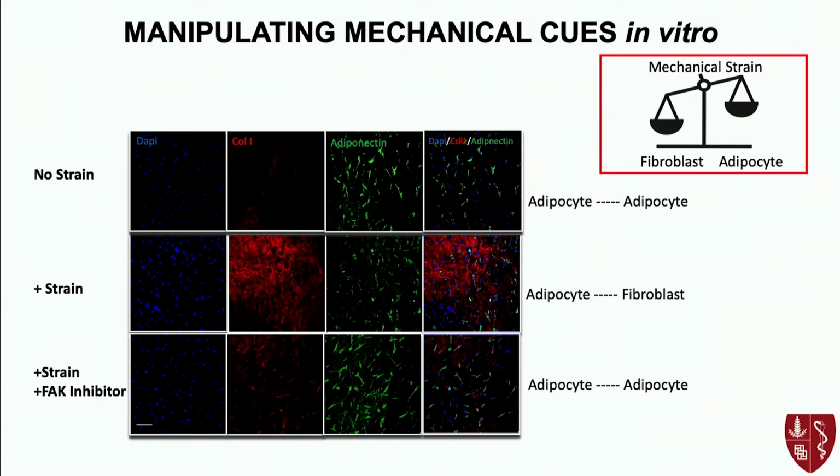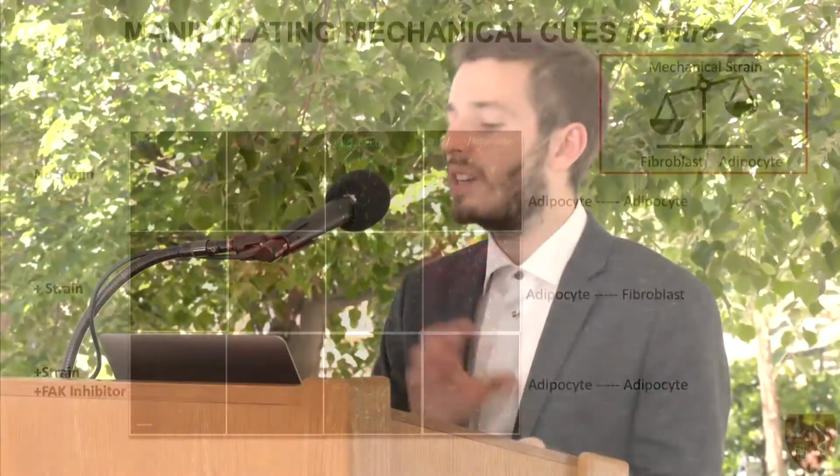However, in the strain condition, we have a lot more COL1 expression and a lot less adiponectin expression. So on the basis of mechanosensory input, we believe we're seeing an adipocyte to fibroblast transition. And then in the strained condition with an FAK inhibitor, we actually see a lot less COL1 and a lot more adiponectin, similar to the first condition. So this convinced us that the mechanical strain might be a pretty important input for these adipocytes to know that they should be transitioning to fibroblasts in the wound environment.